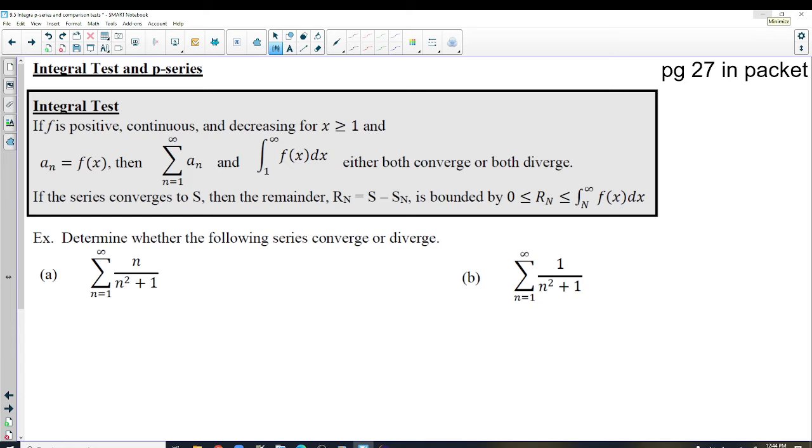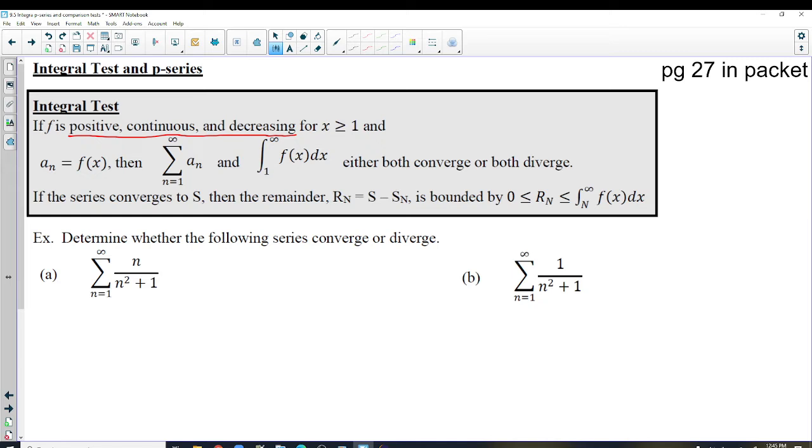All right, we have 9.5, and we're starting with the integral test, and then we'll talk about the p-series test. The integral test: if f is positive, continuous, and decreasing for x greater than or equal to 1, and this is what you have to memorize for the integral test right there, and a sub n equals f of x, then the series and the integral either both converge or both diverge.